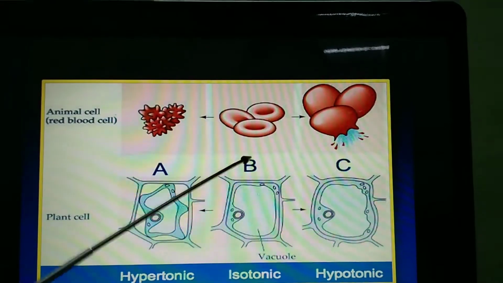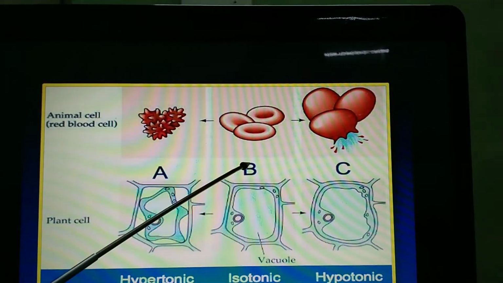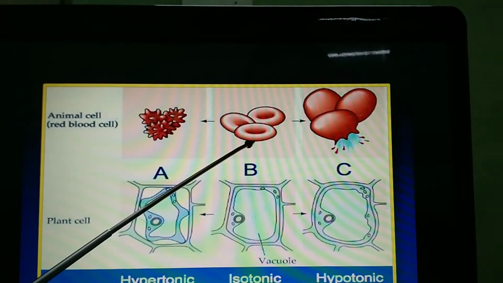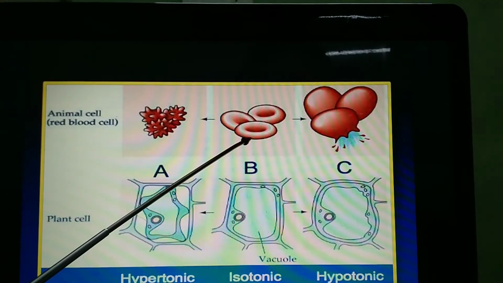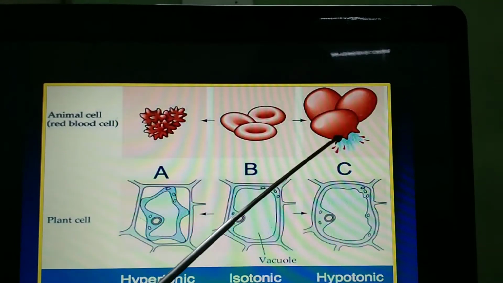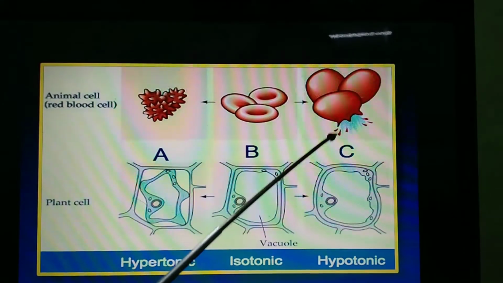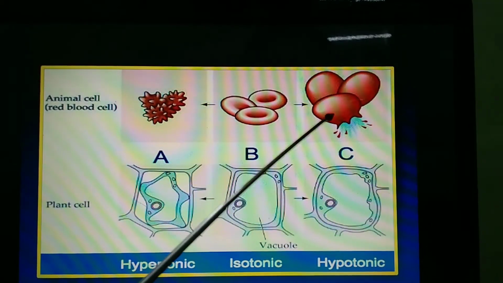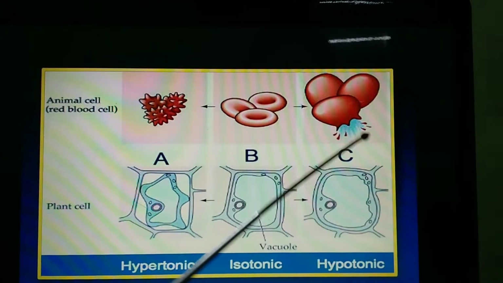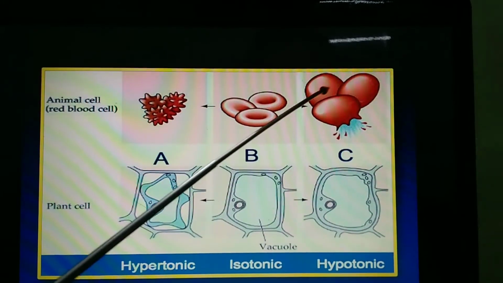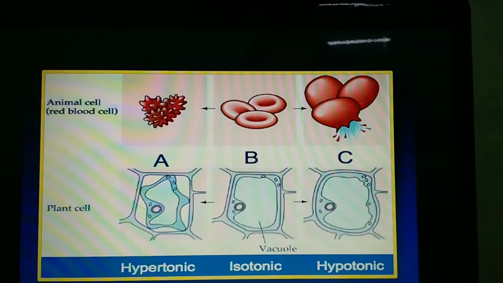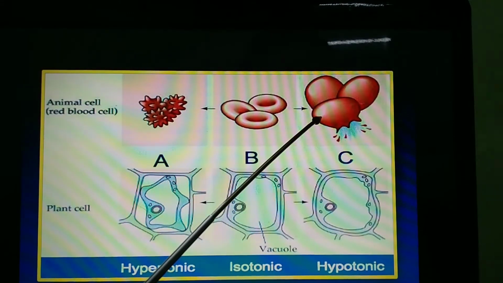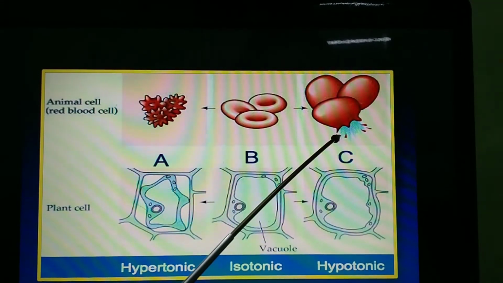On the other hand, when there is an equal number of solutes as well as solvent, in that case there will be no change in the size of the RBCs. Whereas in case of hypotonic solution, when there is very little solute present in the solvent, in that case there is osmosis. Proper osmosis leads to bulging of RBCs, and at a certain time the excessive bulging leads to the bursting of RBCs.